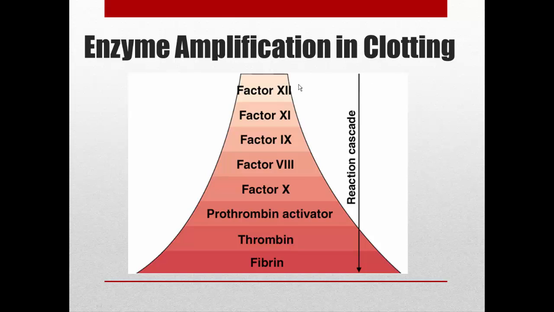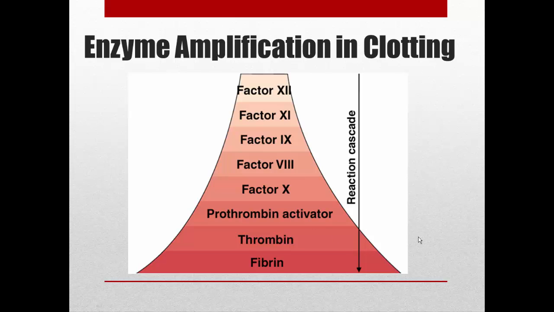Okay, we've seen this before, but the idea when you start out with factor 12, if I have 10 of these and each one activates 10 11s, that's 100, and 10 of these means 1,000 9s, then means 10,000 8s, 100,000 factor 10s, a million prothrombins, 10 million thrombins, 100 million fibrins. So for every step, we just get this cascading amplification going on. So the more steps you have, the bigger the amplification.